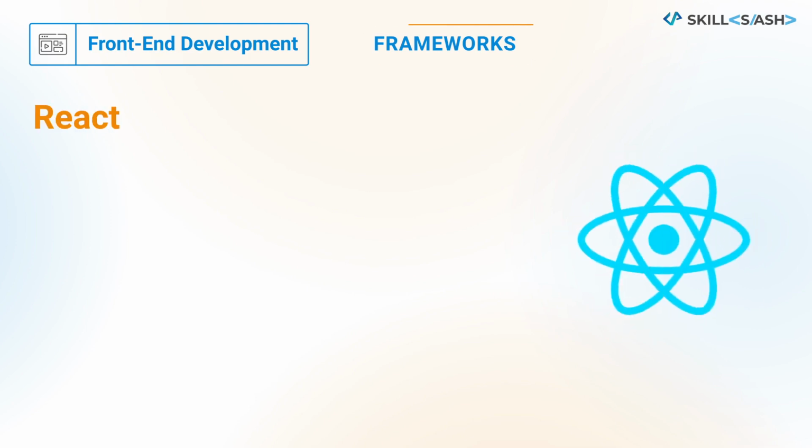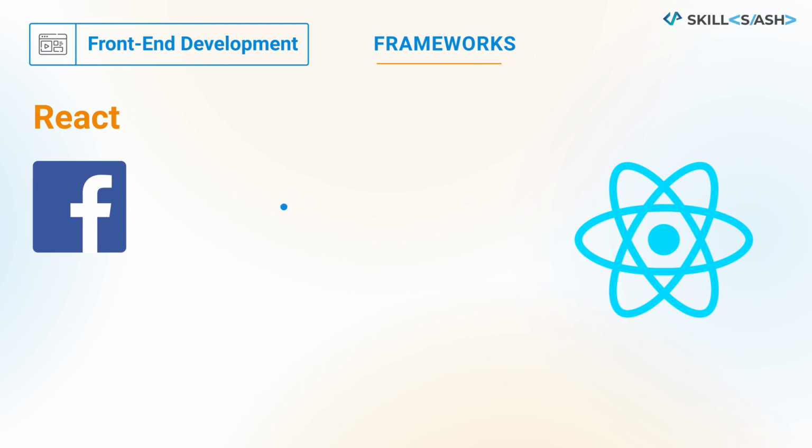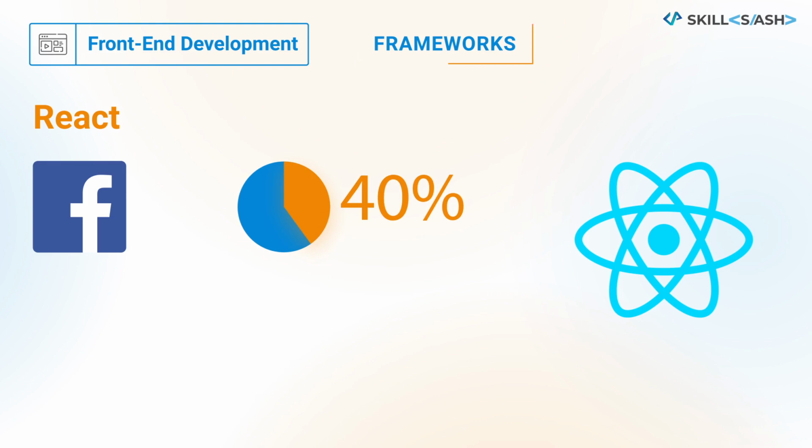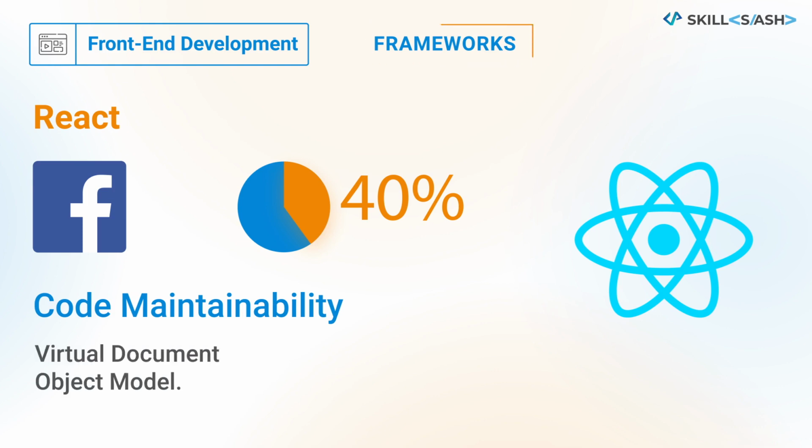Next we'll understand the front-end frameworks. Here they are. React. Developed and maintained by Facebook, React is one of the best open-source frameworks today and used by 40.14% of the developers as per Stack Overflow Developer Survey 2021. React was developed to cater to the need of code maintainability issues due to the constant addition of new features in Facebook. It stands out as it provides a virtual document object model.